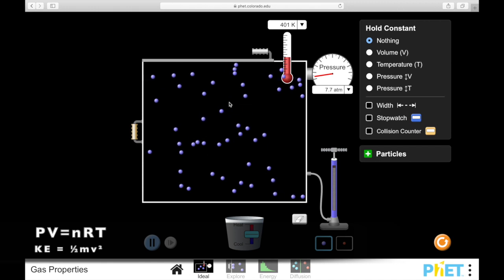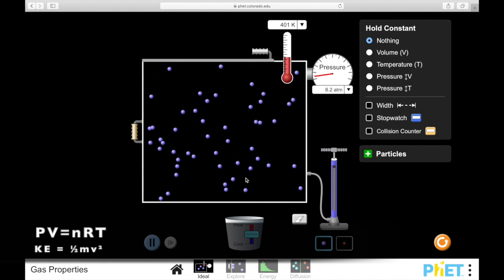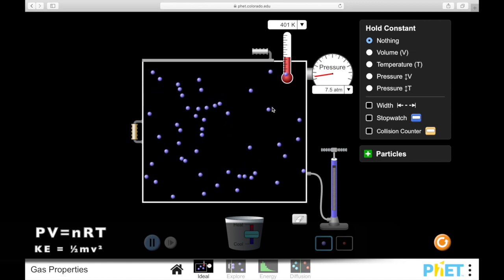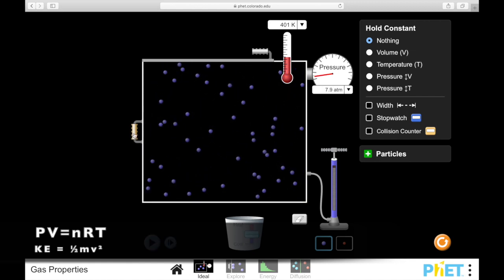And the reason for that is because P and V are on the same side, so they have an inverse relationship. So increasing V means that P must decrease. Decreasing V should lead to P increasing.